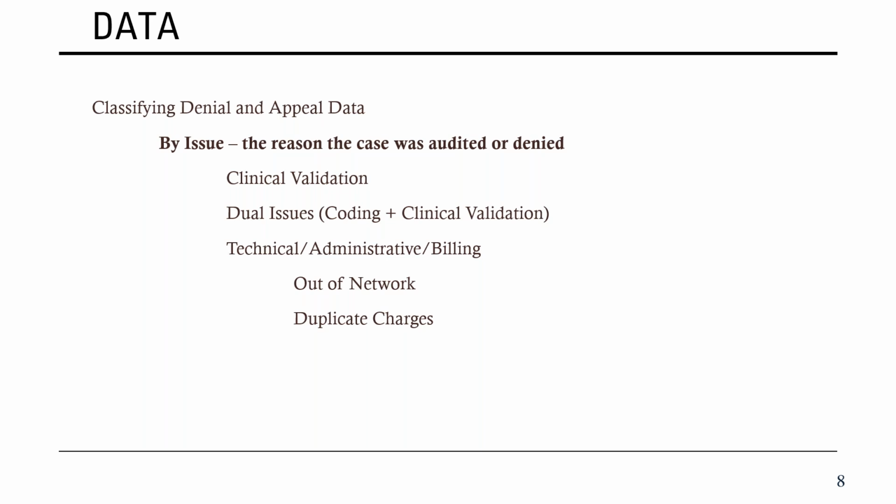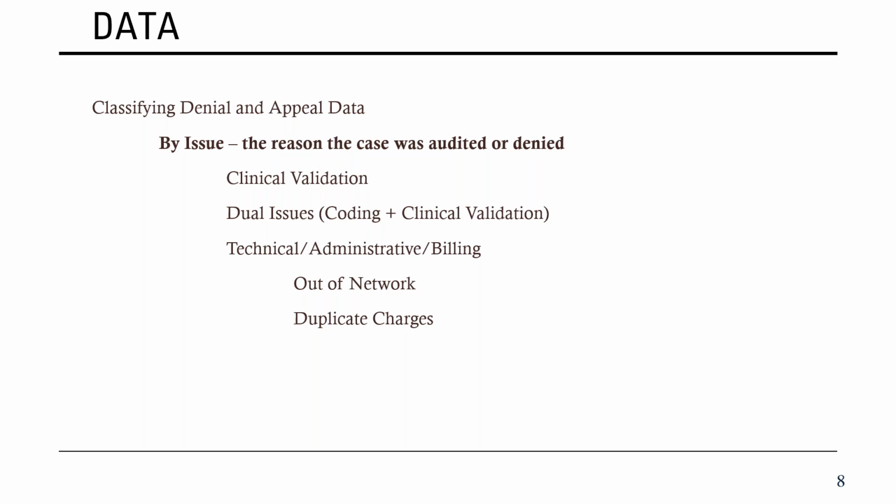So the reason why it's important to separate these out is because, for one thing, you're going to have different people in your organization with different skill sets addressing these different issues. So it's important to separate them out that way. And then you're going to see different success rates for the different issues. Most hospitals will see different success rates, and I've got some examples of that coming up as well. So that's a good reason why you might want to separate out your data by issue.